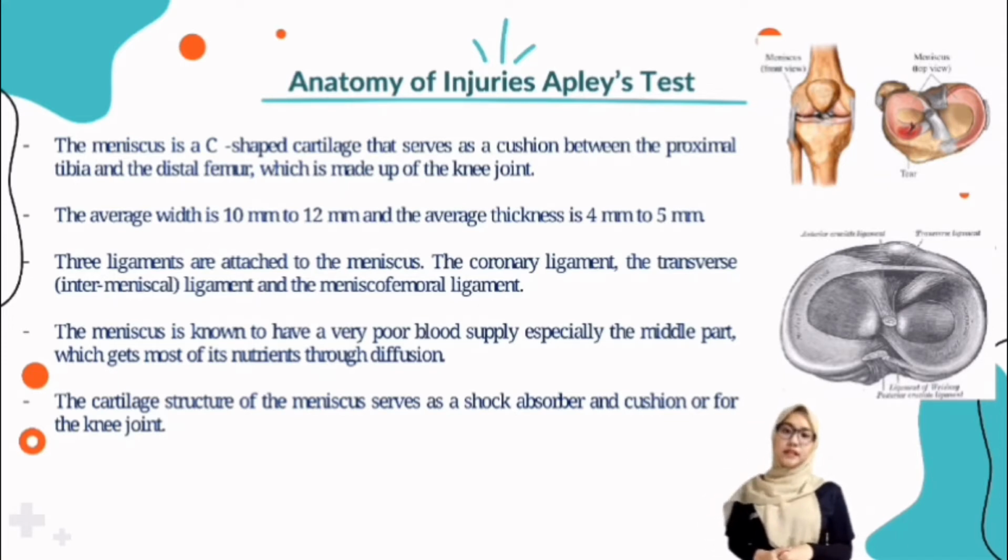The meniscus is supplied with blood from the medial inferior genicular artery and the lateral inferior genicular artery. The meniscus is known to have a very poor blood supply, especially the middle part, which gets most of its nutrients through diffusion. The cartilage structure of the meniscus serves as a shock absorber and cushion of the knee joint.